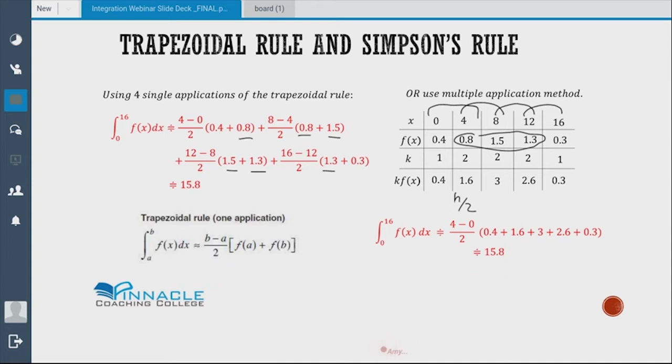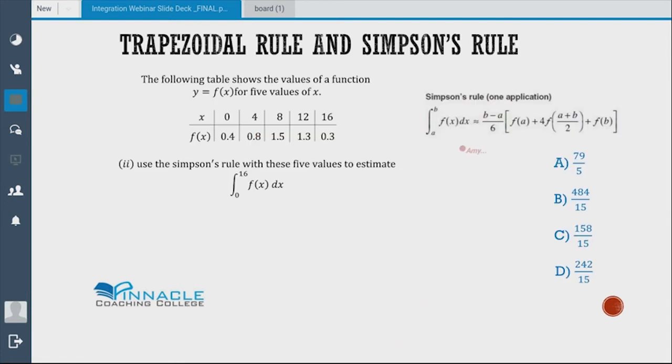All right, moving on, Simpson's rule. So Simpson's rule is a little bit different. It's got 3 values this time for one application. So when you apply it once, it's 3 values in one go. So if you're using the single application, there should be 2 times. I'll give you a couple of minutes to have a go at doing that.